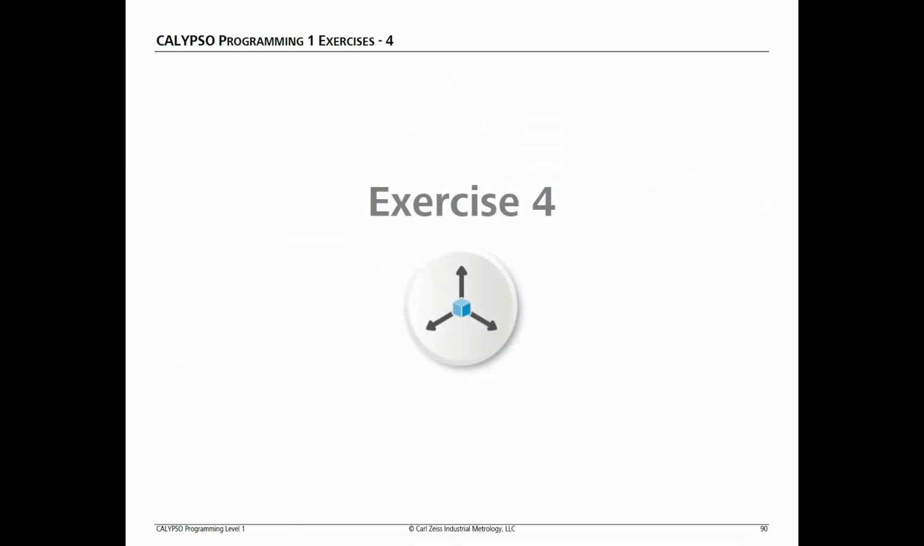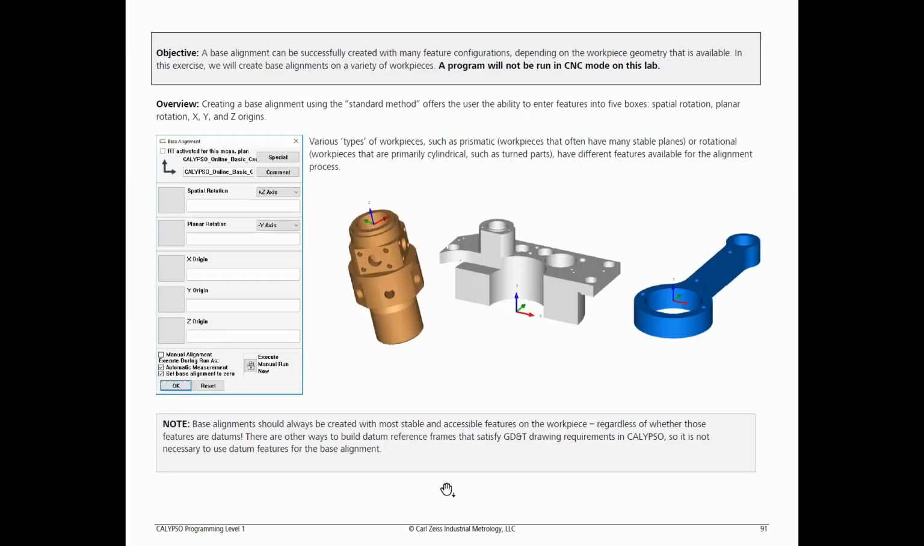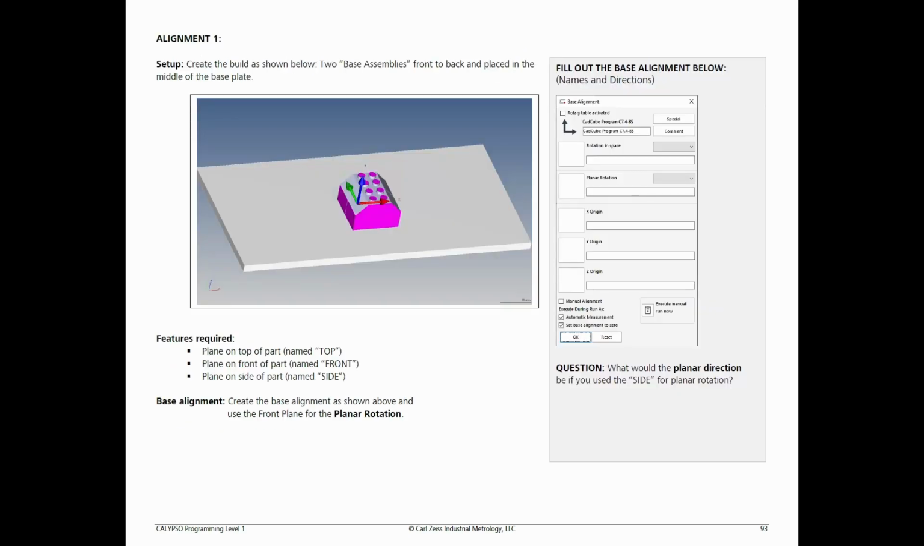Exercise 4 begins on page 90. In this exercise, you will complete 5 separate alignments using the Legos provided. For alignment number 1, please fixture the Legos on the CMM as shown.